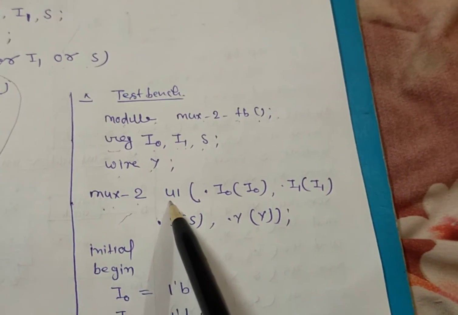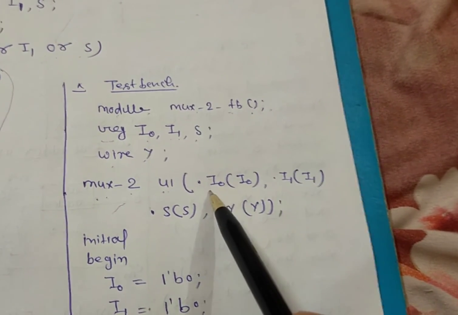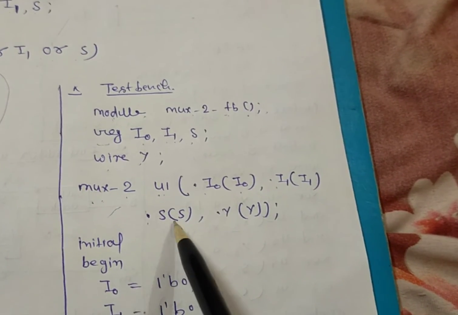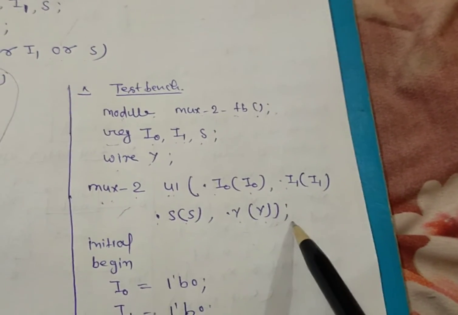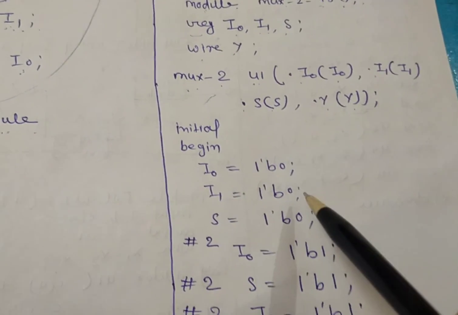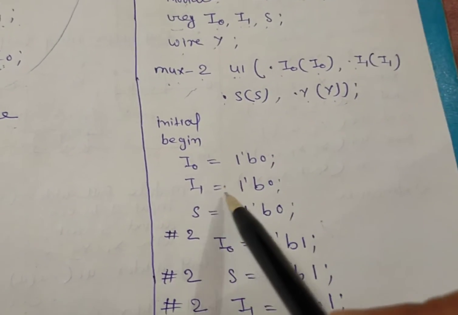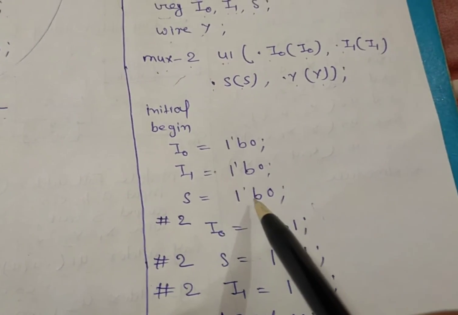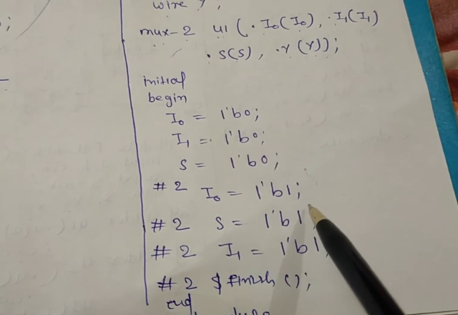Write the instance name u1. Then write all the inputs and outputs in this manner: dot I0 bracket I0, dot I1 bracket I1, dot S bracket S, dot Y bracket Y, and finally close the bracket and then semicolon. Then initial begin and give the input conditions. I0 equal to 1 bit 0, I1 equal to 1 bit 0, and give the value of the select line 1 bit 0, and then give a 2 nanosecond delay, and then change the value.